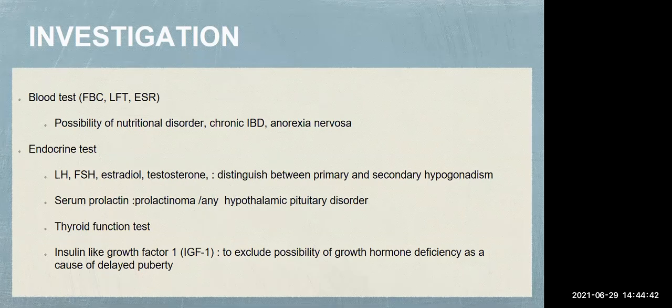Okay, why do we want to send for serum prolactin? Because hyperprolactinemia can suggest prolactinoma or any hypothalamic pituitary disorder. And then we can send for thyroid function test to rule out hypothyroidism as the cause of delayed puberty. And lastly, we send for insulin-like growth factor 1 because we would like to exclude the possibility of growth hormone deficiency as a cause of delayed puberty.